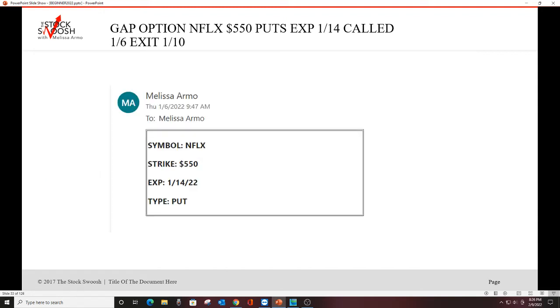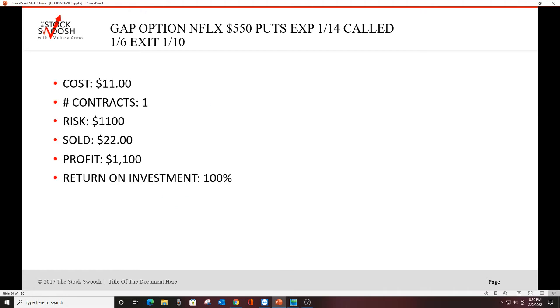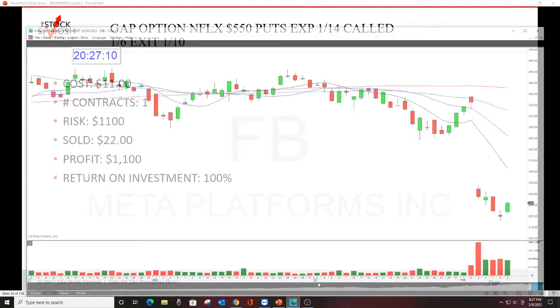Then the next day, I called Netflix. I can pull that up. This again looks nowhere near like this price because this had bad earnings. 550 puts, 1.6. Again, similar drop-off. So you can do one. That cost $1,100. Sold at $2,200, 100% return on investment. Take it in, get out. Let's look at this one. This was 1.6.